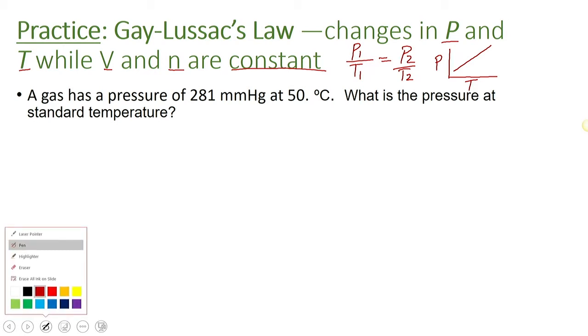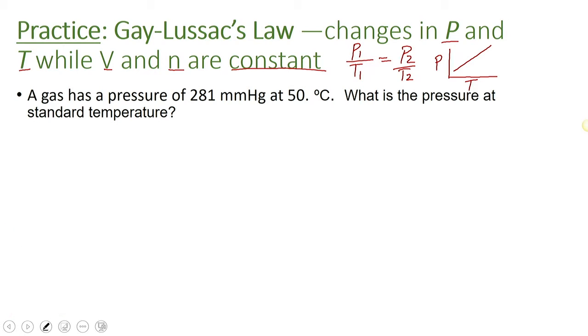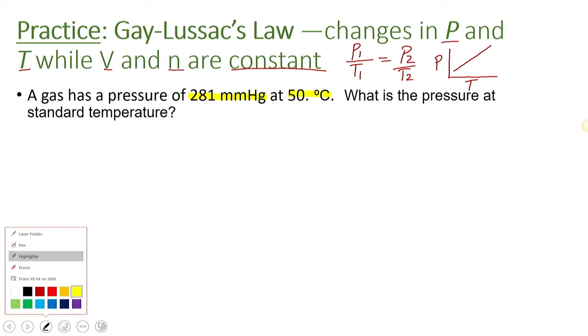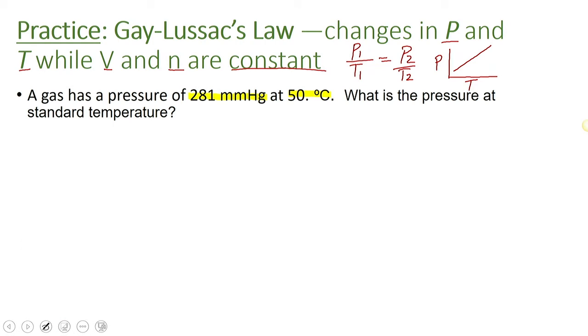All right, so now let's take a look at what we're given in our problem. A gas has a pressure of 280 millimeters of mercury at 50 degrees Celsius. What is the pressure at standard temperature? We want to know the pressure at standard temperature.